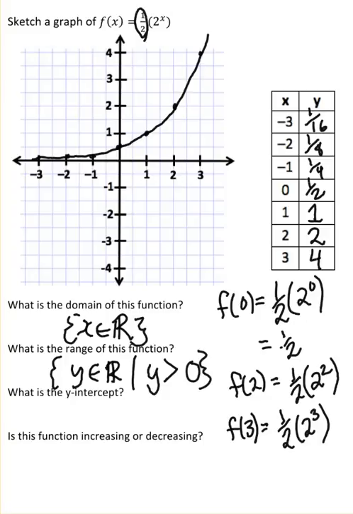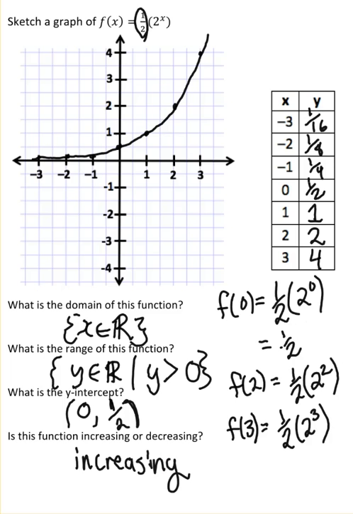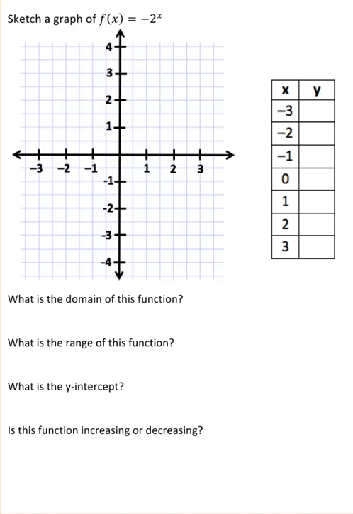The y-intercept, though, has changed. So now when x equals 0, the y-intercept is at a half. So the amplitude changed my y-intercept, squished it down a little bit. But the shape is still the same, right? This function is still increasing the whole time. All right, let's look at another one.